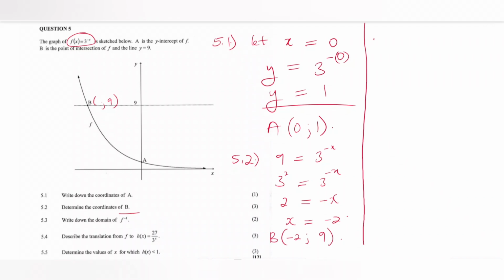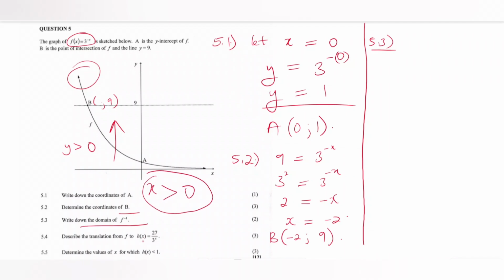Next question, 5.3. Write down the domain of the inverse of f. So to make this question simpler, what we need to know is that the domain of the inverse will be equal to the range of the original function. Our original function f starts just above this line x is equal to 0, going up. So our range for this graph of f is y greater than 0. Then for the domain, you just change the variable. We know that domain is the set of x values, so that is going to be x greater than 0. That's the domain of the inverse of f.